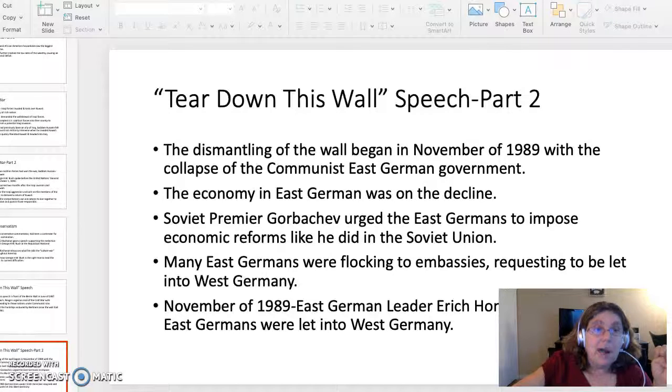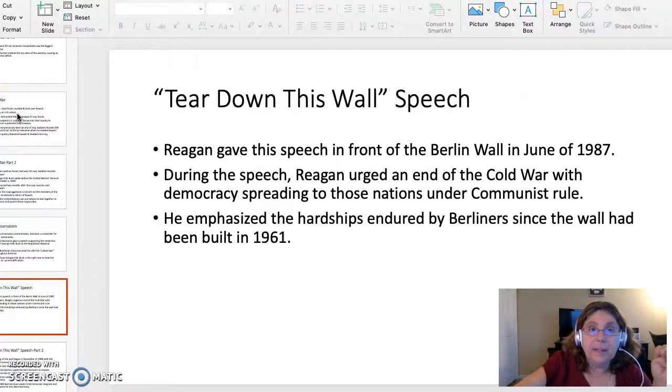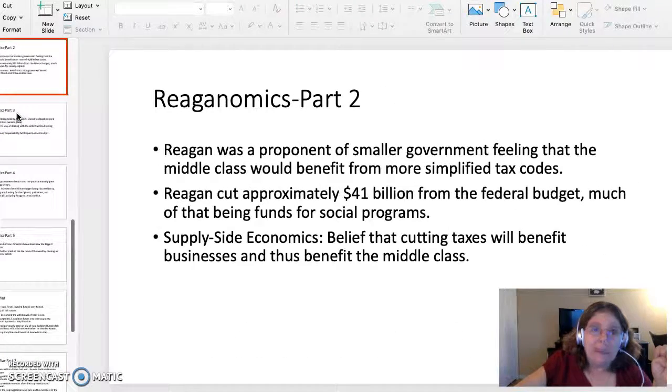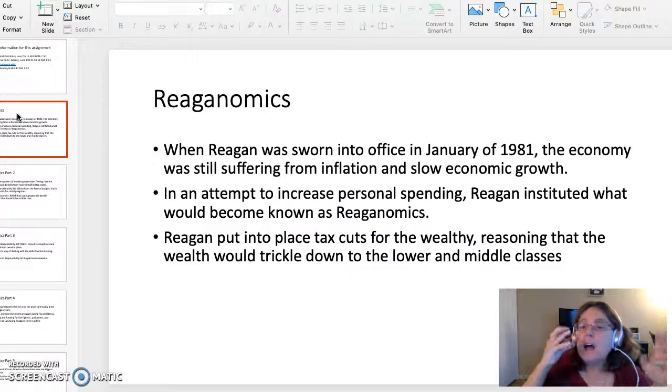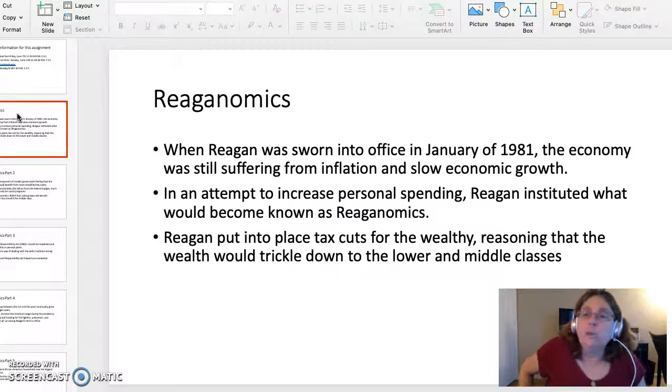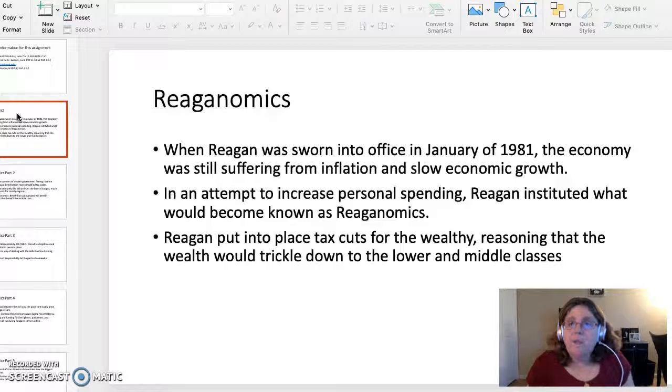I want to start out with Reaganomics. Reaganomics was the economic policy of Ronald Reagan. Reagan became president in January of 1981. And when he did, the economy was still suffering from inflation and slow economic growth. To increase the personal spending that every American had in their pockets, he instituted what would become known as Reaganomics.